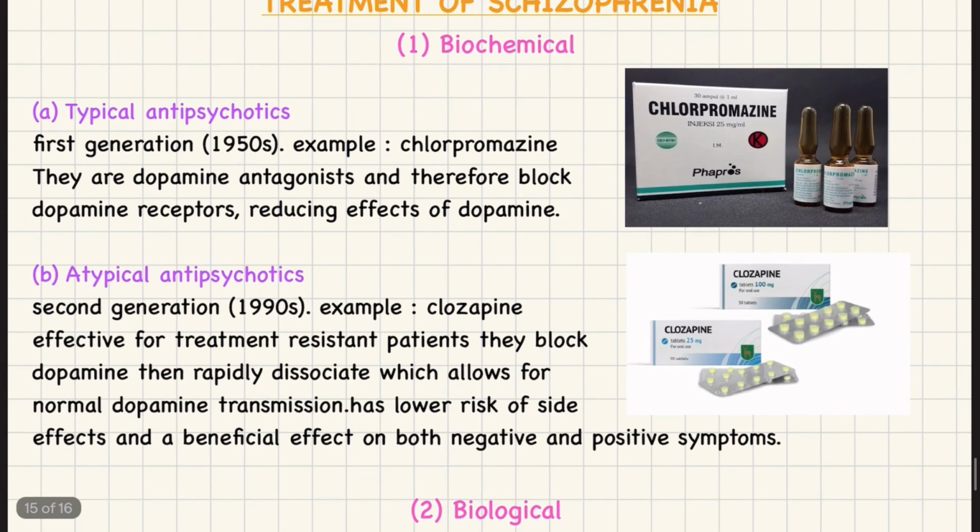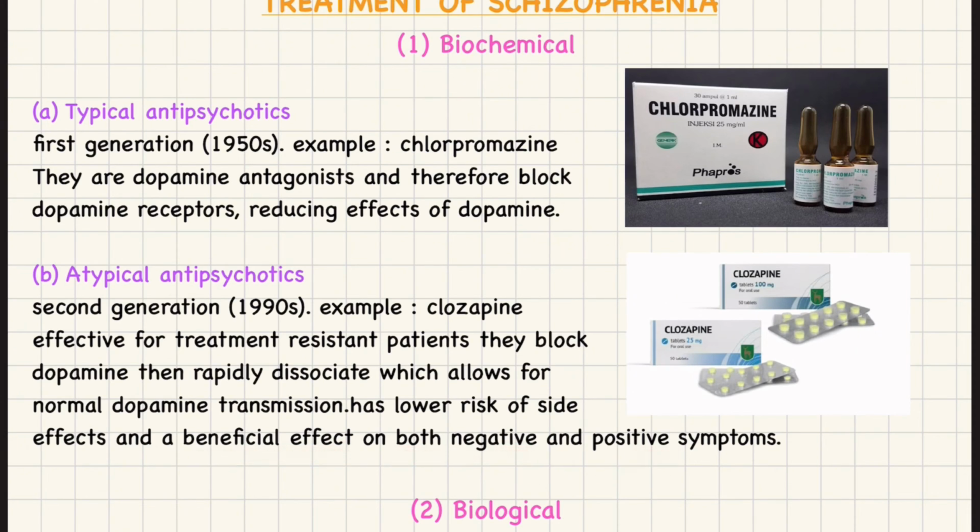And atypical antipsychotics have a beneficial effect on both the negative and the positive symptoms of schizophrenia. Positive are like the more main symptoms, and then the negative symptoms as well. So antipsychotics have a beneficial effect on both types of symptoms.